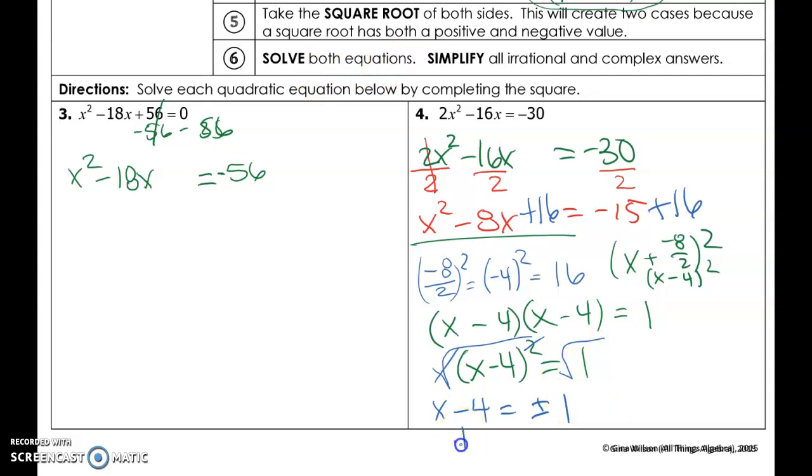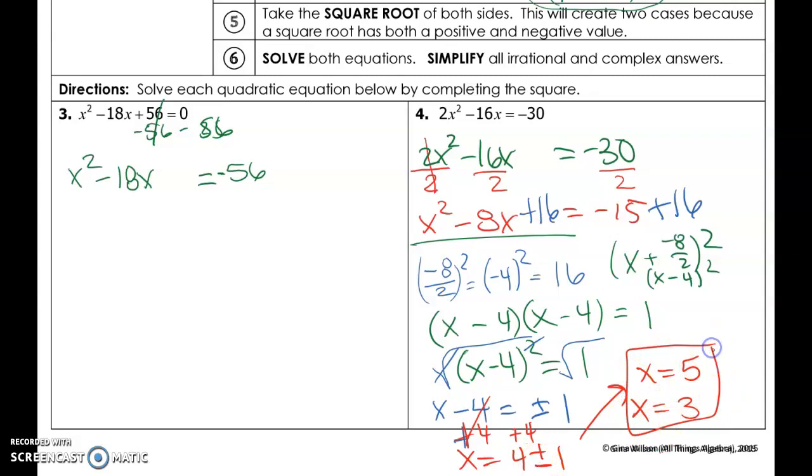So I'm going to add 4 to the other side, and I would get x equals 4 plus or minus 1. So my two answers here: 4 plus 1 is 5, and 4 minus 1 is 3. So those are my two answers there.